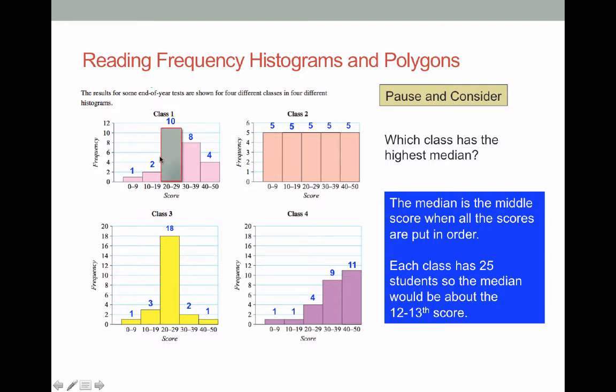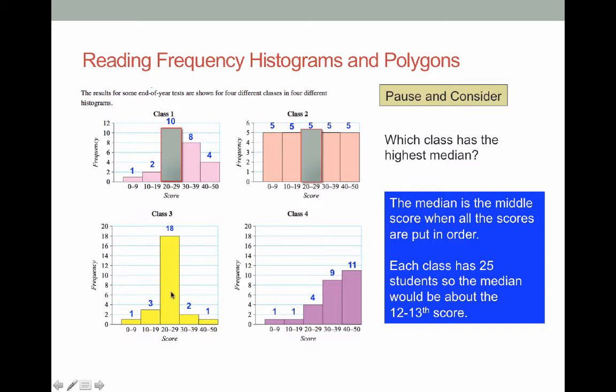Class 1, the 13th score would be here in the 20 to 29 range because we have 3 scores so far in the early ranges, and then 10 in the middle. So altogether there's 13 there, the 13th would be in the middle. For class 2, we have 5 and then 10 students in the first 2 columns, but we're looking for the 12th or 13th, which means that we need to go to the 3rd column in order to find the 13th score. So again, the 20 to 29 score is our median group.